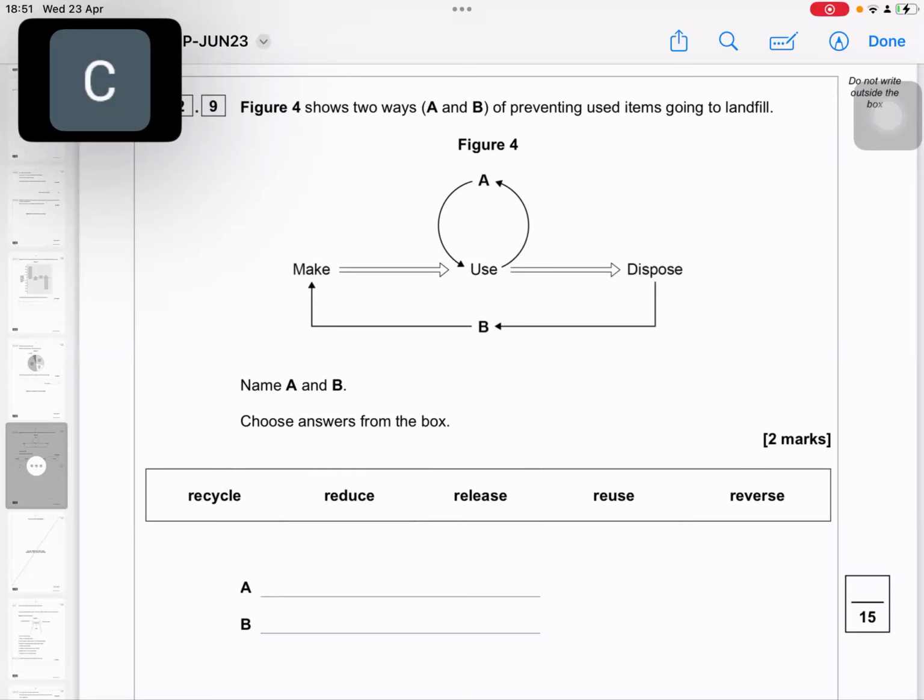Okay, so should I go with recycling for A? Because B looks like, if you use it, make it, use it, dispose it, and use it to make something else. Okay, so you know what? I'll say B is recycling.